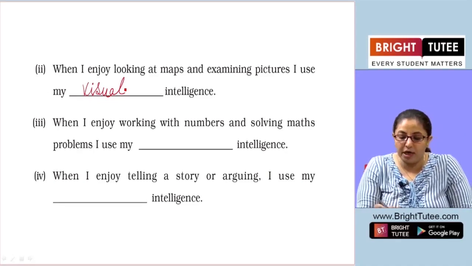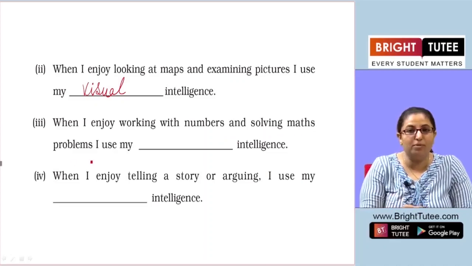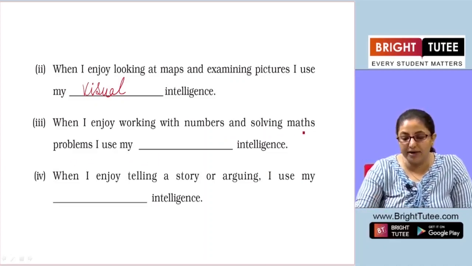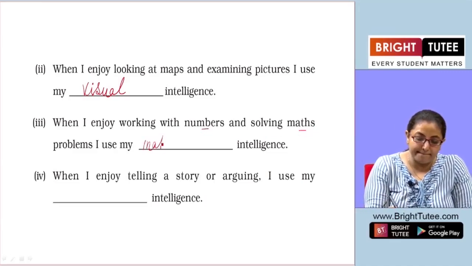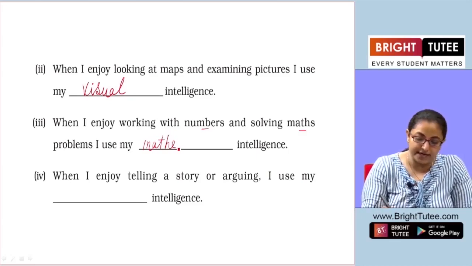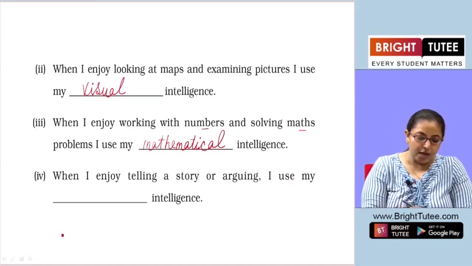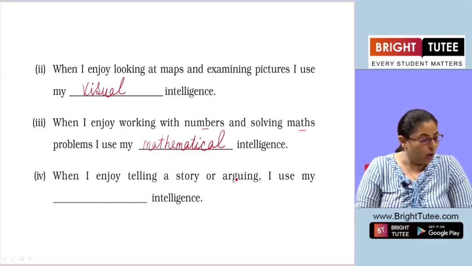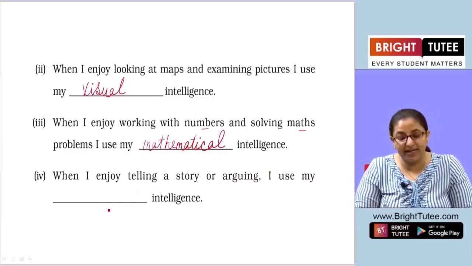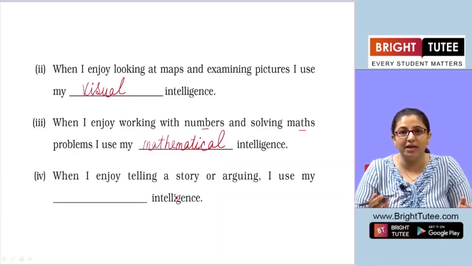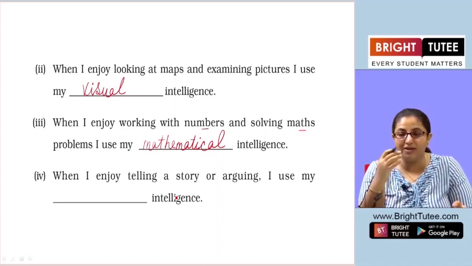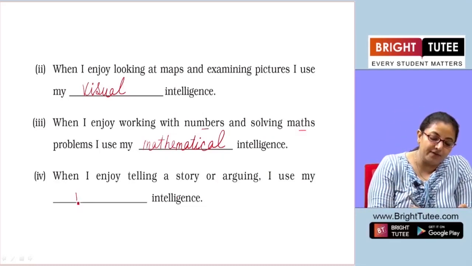When I enjoy working with numbers and solving maths problems, I use my, since it's already mentioned solving maths and working with numbers, the answer would be, I use my mathematical intelligence. Mathematical intelligence. When I enjoy telling a story or arguing, I use my dash intelligence. When we argue or think of a story and tell a story, what are we using? We are using our verbal, because we are speaking, so that is oration, speaking, oratory skills. So that would be verbal intelligence.